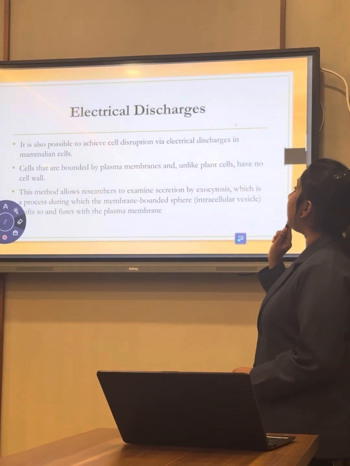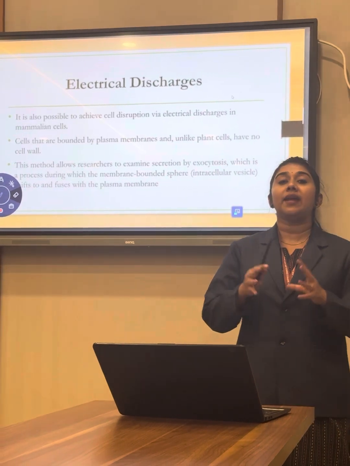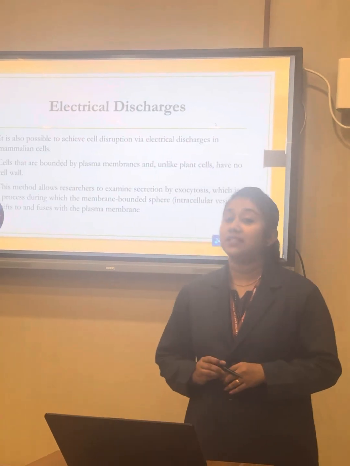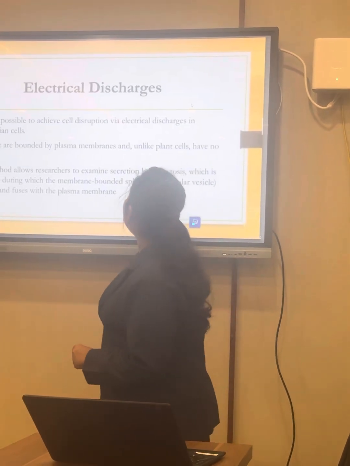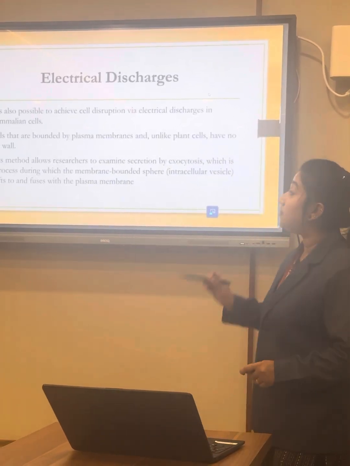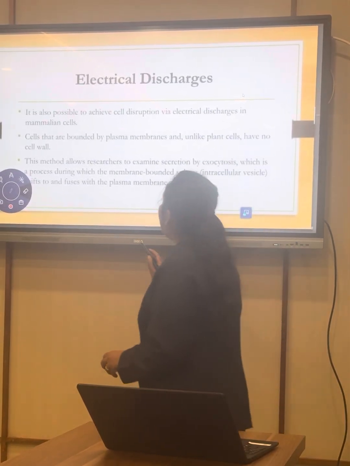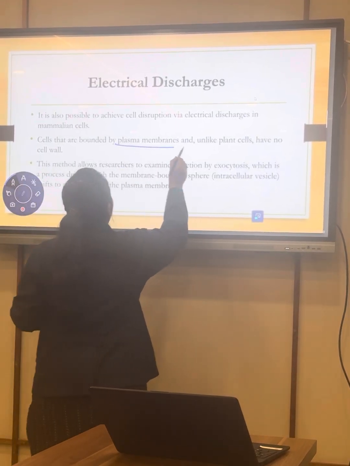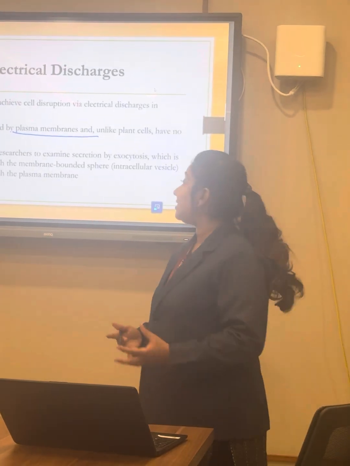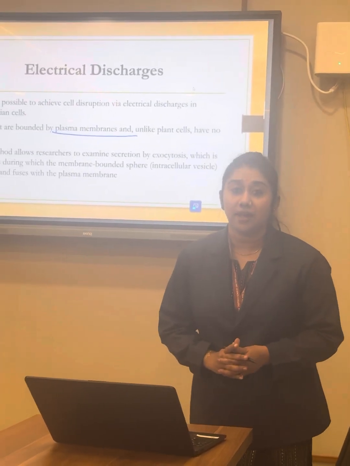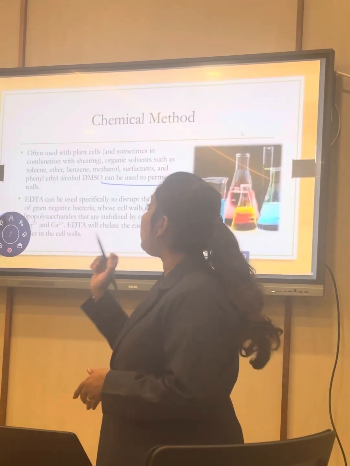Third is electrical discharge. The electrical discharge method is commonly used in mammalian cells because it achieves cell disruption by electrical discharge. Plant cells have cell walls, but in the case of mammalian cells, the cells are bounded by the plasma membrane. In this method, some researchers are allowed to examine the secretion by exocytosis.